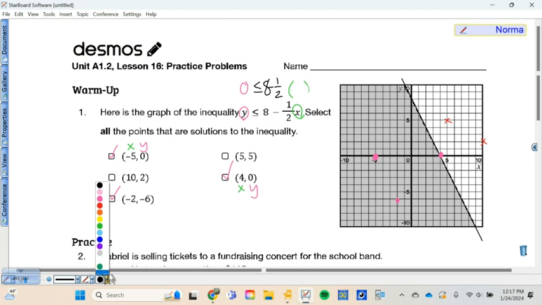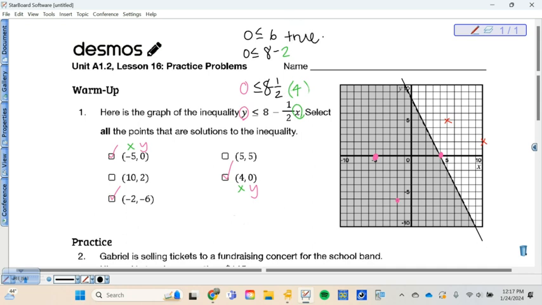So let's test that and see if it's true or false. What's 1/2 times 4? 2. What's 8 minus 2? 6. Is 0 less than or equal to 6? Yeah, that's true. So that's how I can know for sure that that is a part of my solution. But if this was a dotted line, if it was y is less than 8 minus 1/2 x, then I'd end up with 0 is less than 6. But that's also true.